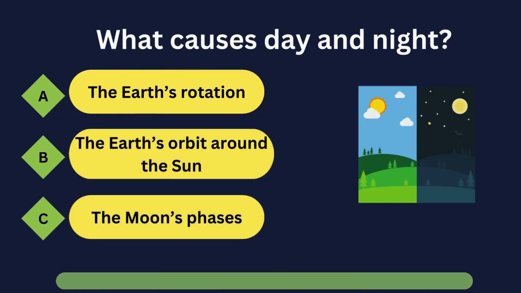What causes day and night? A. The Earth's rotation. B. The Earth's orbit around the Sun. C. The Moon's phases.